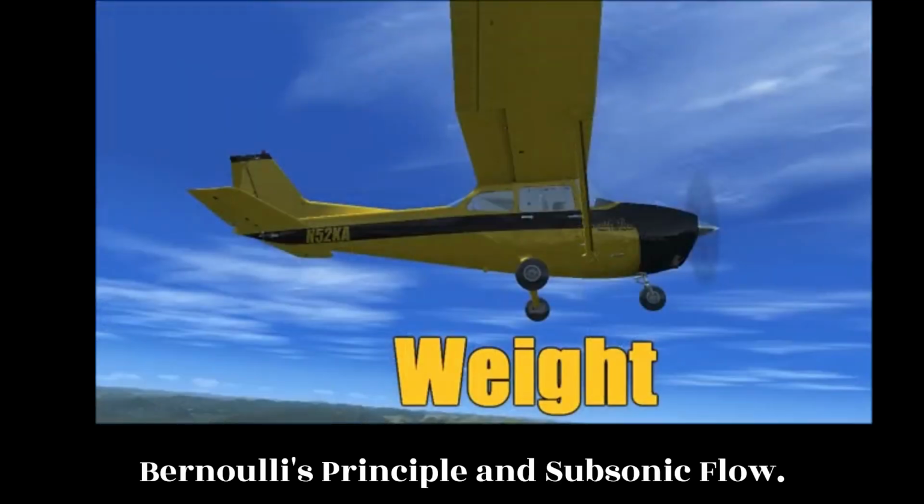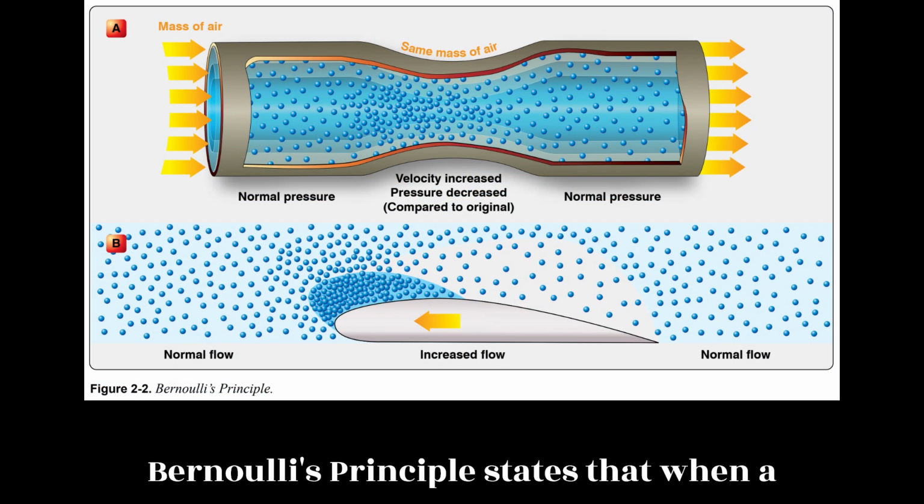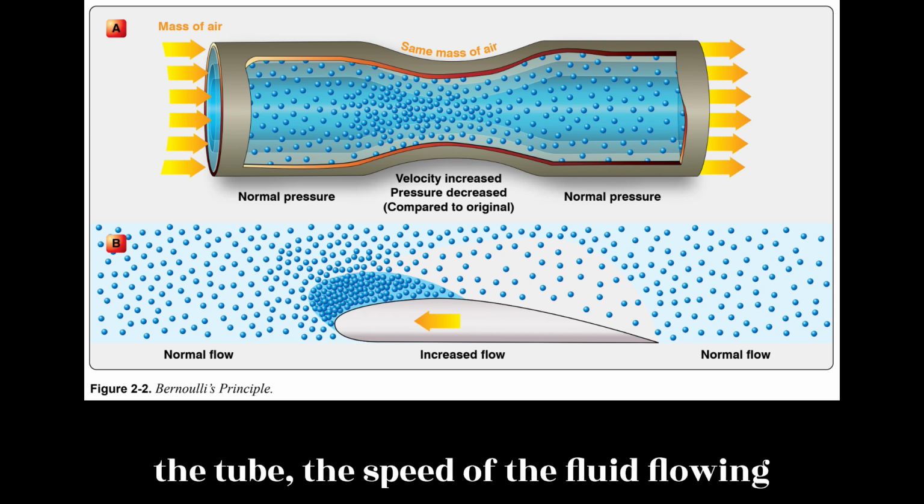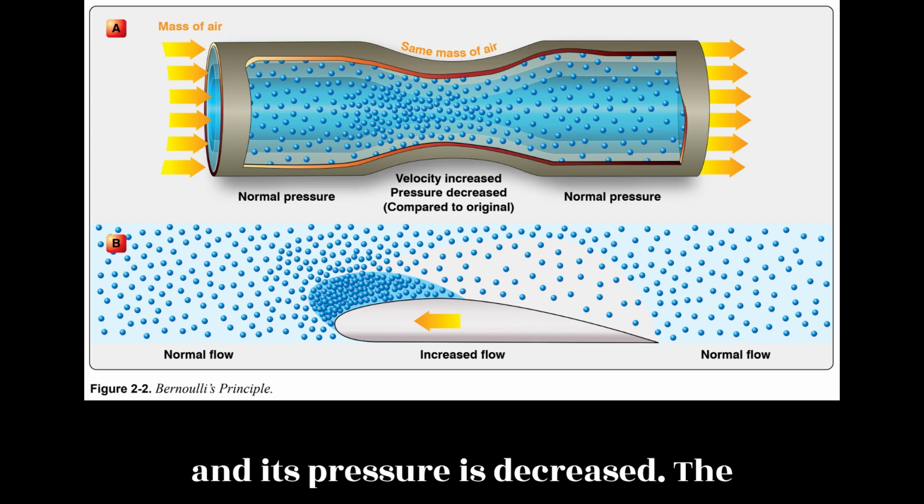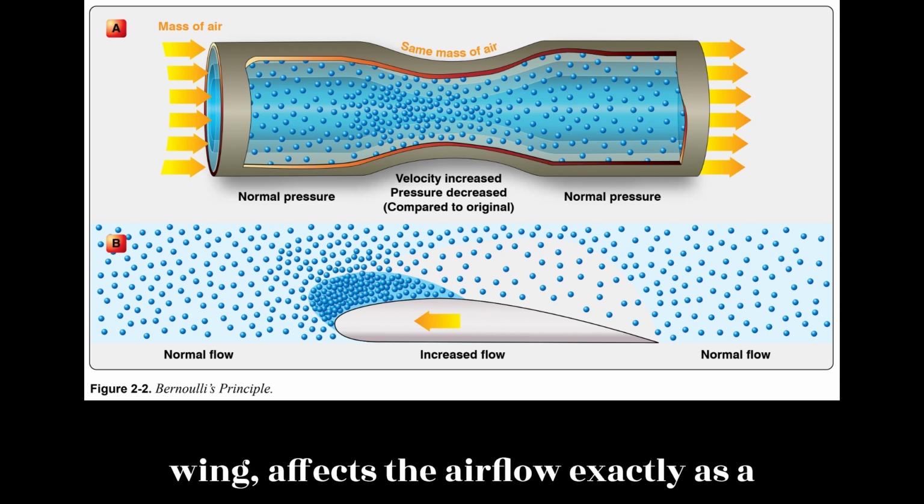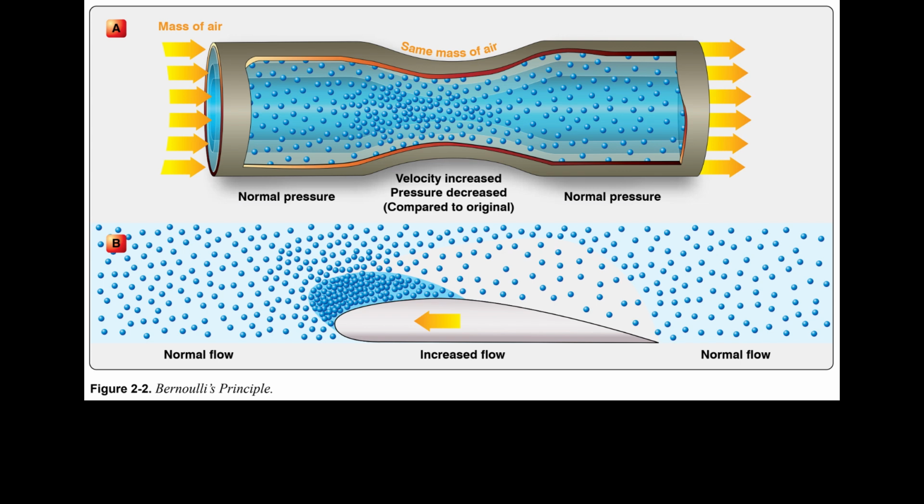Bernoulli's principle and subsonic flow. Bernoulli's principle states that when a fluid (air) flowing through a tube reaches a constriction, or narrowing, of the tube, the speed of the fluid flowing through that constriction is increased and its pressure is decreased. The cambered, curved surface of an airfoil (wing) affects the airflow exactly as a constriction in a tube affects airflow.